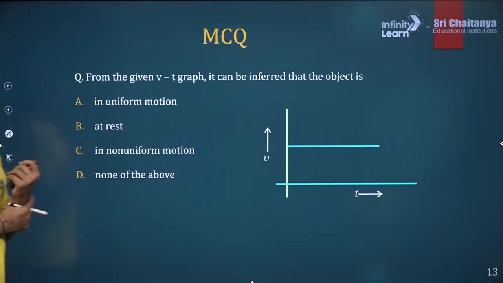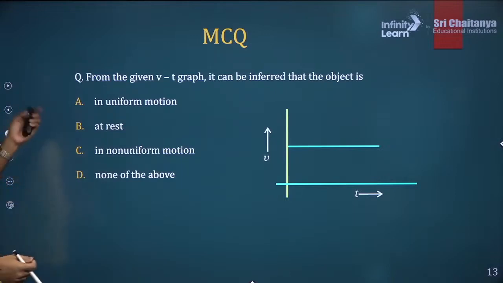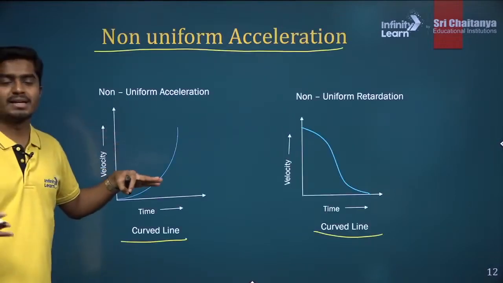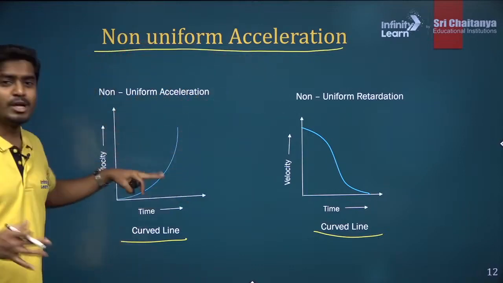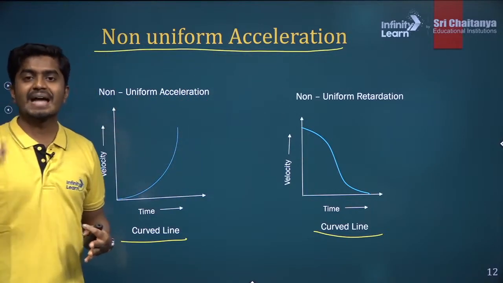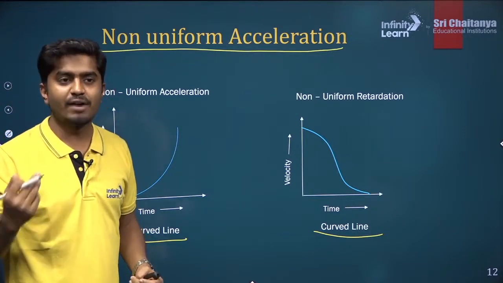Now let's solve this question. Sometimes if it is non-uniform acceleration, from the graph you can guess if the acceleration is increasing or decreasing. How will you guess that?